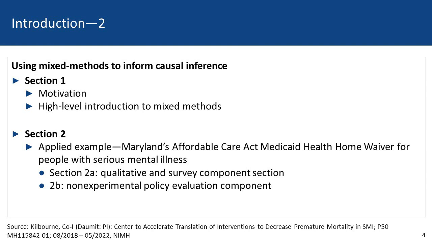In this lecture, I have two sections, really three sections, and the second section is broken into two subsections. First, in section 1, I'm going to talk about the motivation behind this lecture on using mixed methods to inform causal inference and give a very high-level introduction to mixed methods. In the second section, I'm going to walk through an applied example of using mixed methods to inform causal inference. That example is focused on Maryland's Affordable Care Act Medicaid health home waiver for people with serious mental illness. I'll split this up into two components: Section 2A, the qualitative and survey component of this example, and section 2B, the non-experimental policy evaluation component.